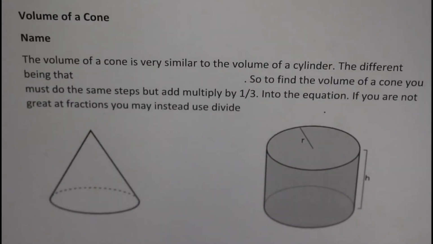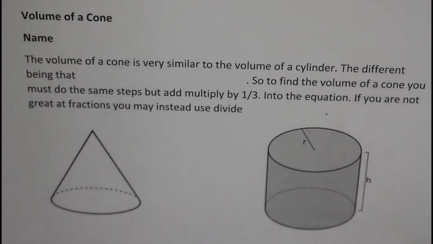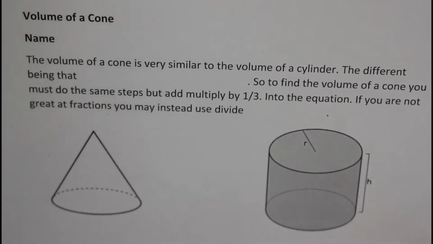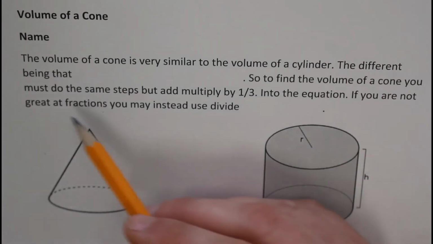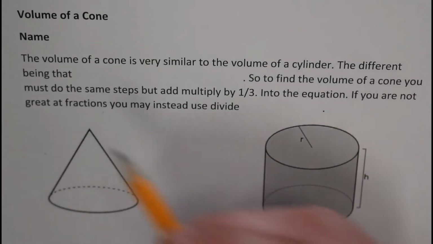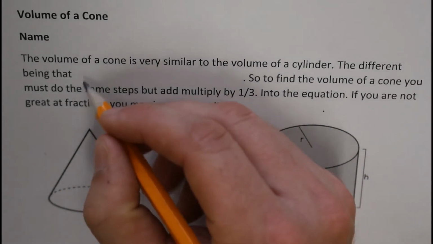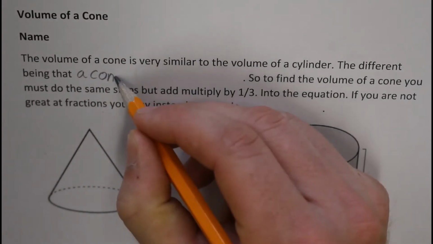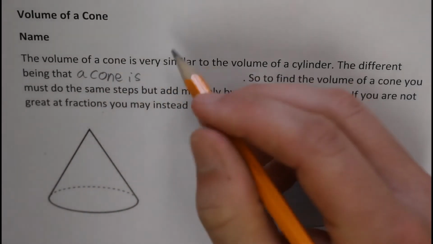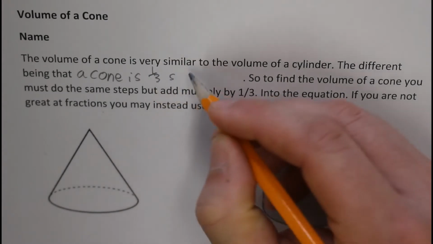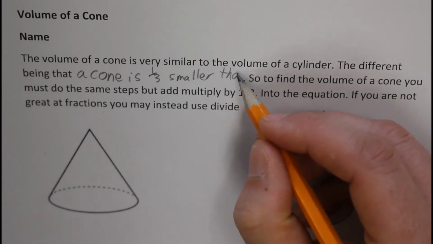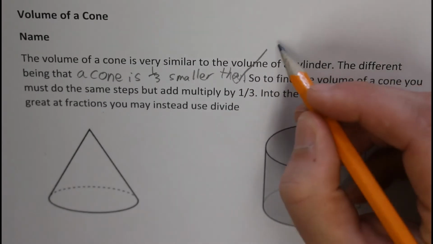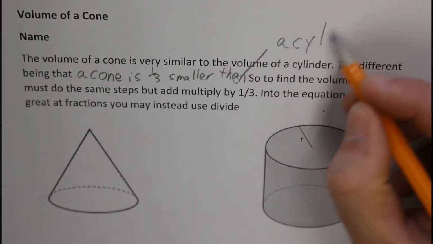And remember, we're doing volume, so how much space this takes up. Not when we flatten it out doing surface area, but how much space it takes up. The reason I have a side-by-side comparison is because the volume of a cone is very similar to the volume of a cylinder. The difference being that a cone is one-third smaller than a cylinder.